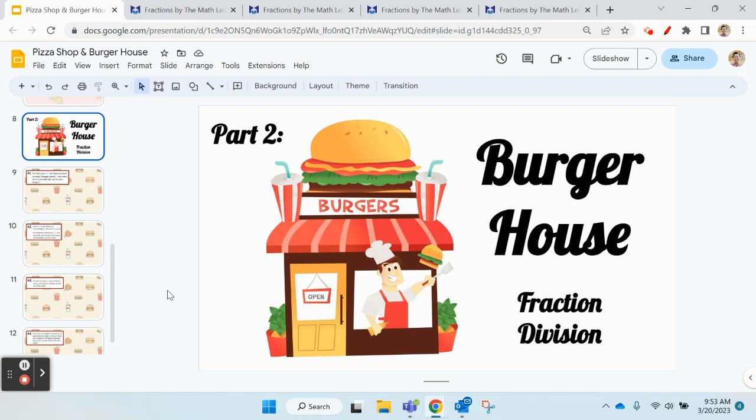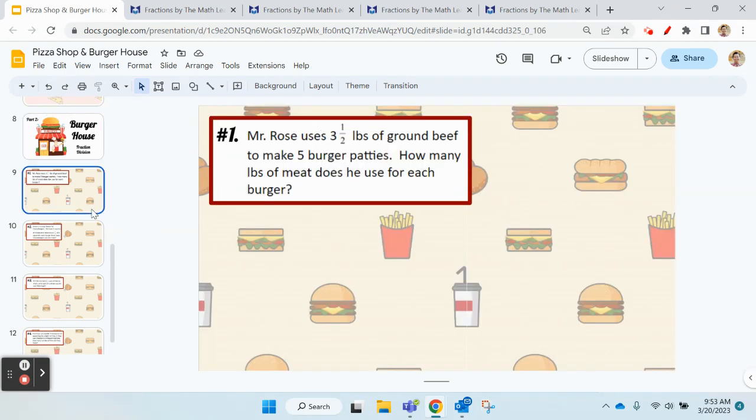Okay, now we're going to tackle Burger House, the fraction division problems. Mr. Rose uses 3.5 pounds of ground beef to make 5 burger patties. How many pounds of meat does he use for each burger? So we have to take the amount of ground beef that we have, and we're splitting it into 5 burgers. So I've modeled this here.